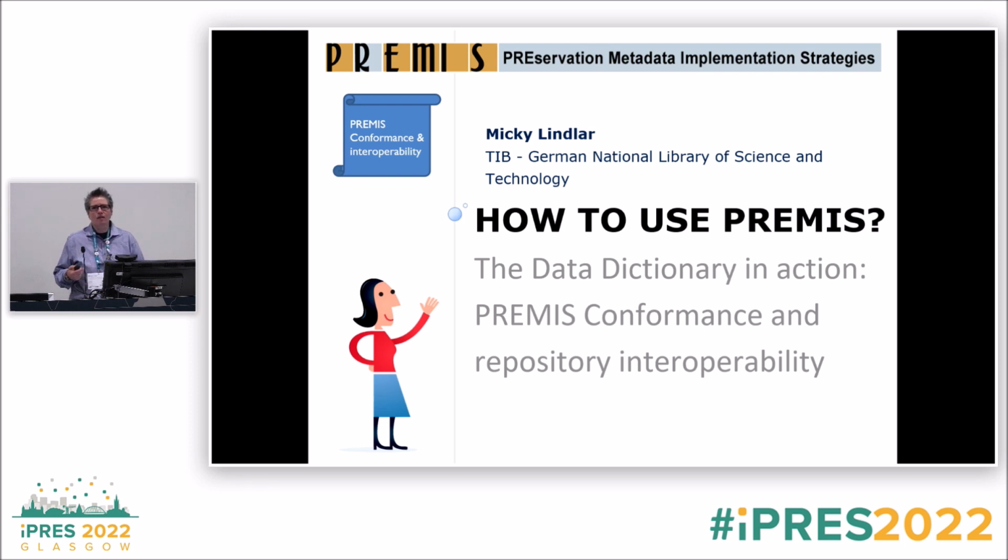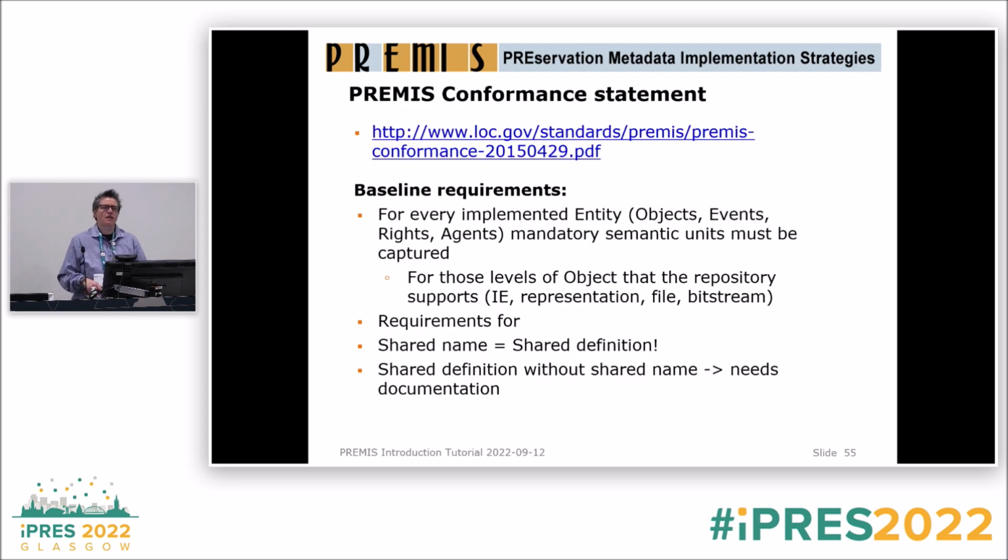We'd like to dive a little bit more into practicality, how to actually use it. So in this section, we will talk a little bit about PREMIS conformance and about repository interoperability first. So about conformance, we learned this morning that, like Leo said, PREMIS is really open, it's really flexible, but with anything, you need to have some kind of guideline. It's so difficult if everything is open and flexible that makes everything possible and you don't know where to start. And a lot of people felt that.